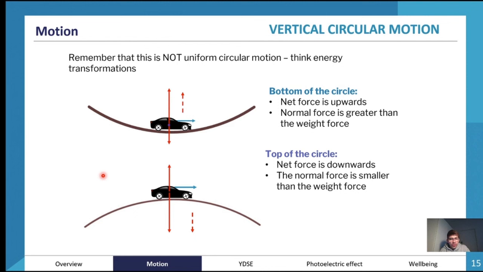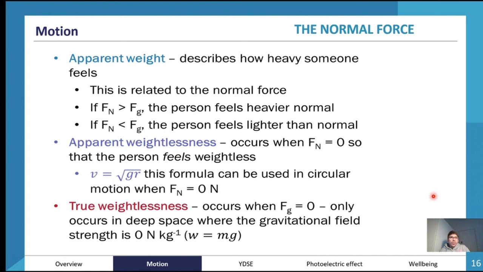But when we go onto an elevator, or when we go on a roller coaster, or when we drive down a hill and up a hill, when we drive down, all of a sudden the normal force will be much greater than at the top. And when that normal force increases, we feel heavier. And when that normal force reduces, we feel lighter. We call this apparent weight.